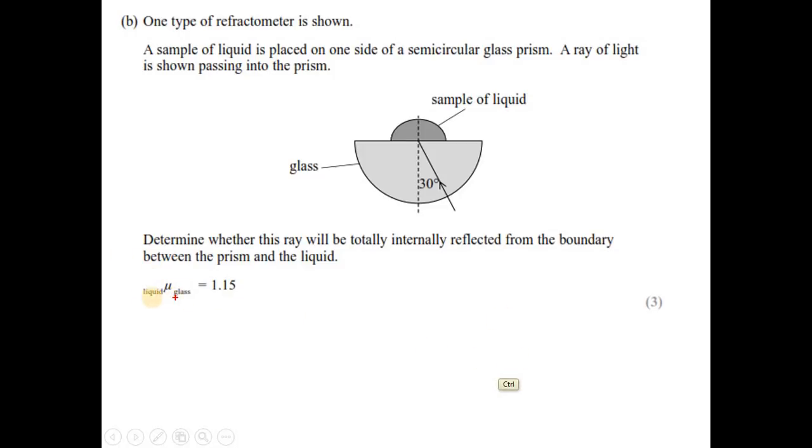So the refractive index from liquid to glass is equal to 1.15. So you are given that this is glass, high refractive index, and this is a sample of a liquid, low refractive index, and you need to find whether you can observe the total internal reflection or not, like whether we can have this kind of situation or not. So we have the first condition, most probably, that we have a refraction from denser to rare.